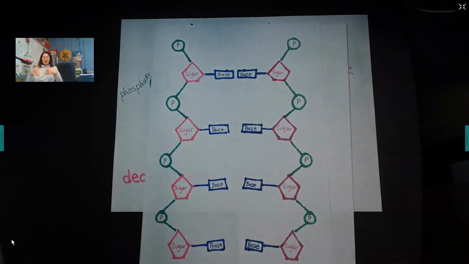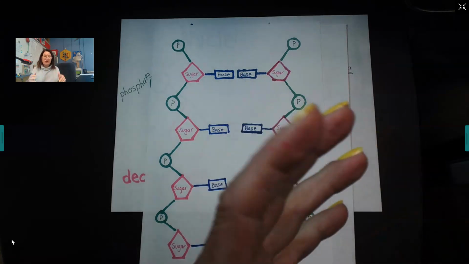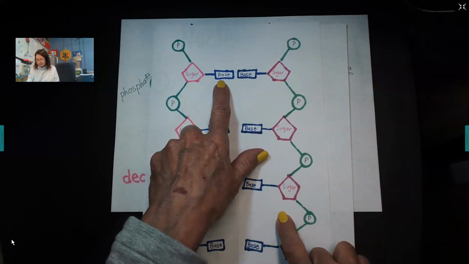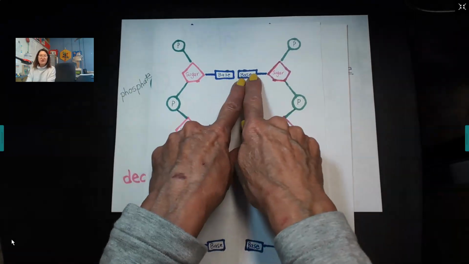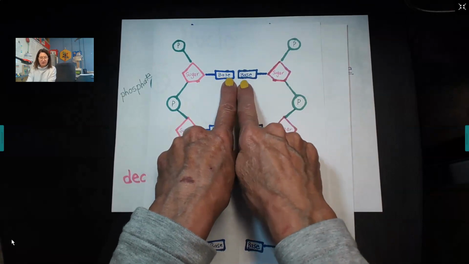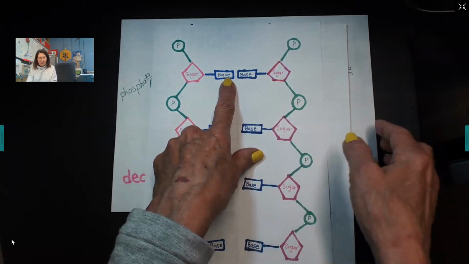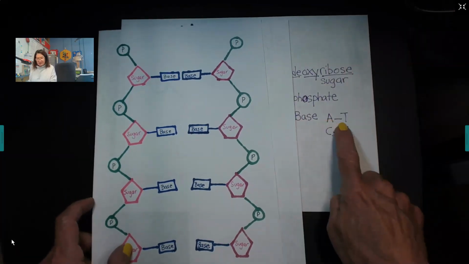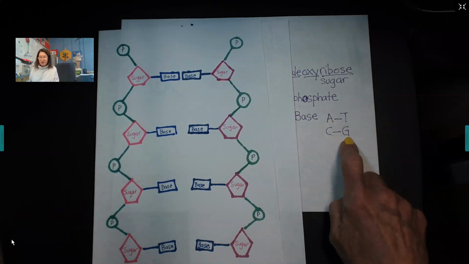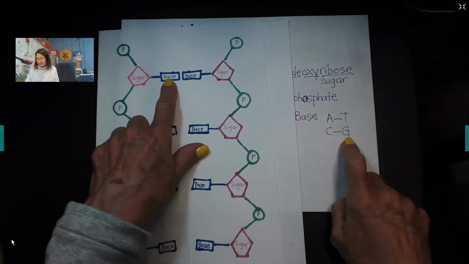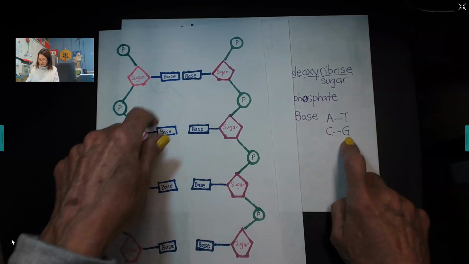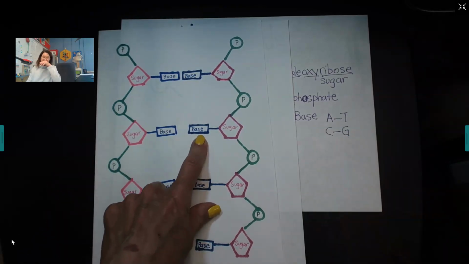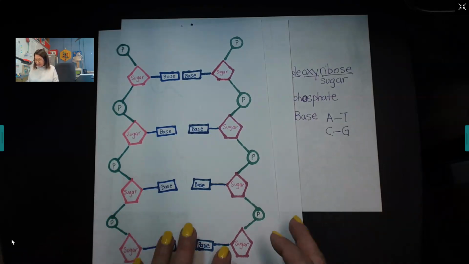So the connecting part, the part where you think, oh, this is a ladder, this is where your feet are going to go, are your bases. What happens is these two bases are going to connect with a bond. Like I said earlier, A goes with T and C goes with G. So if I have this as an A, this is going to be a T. If I have this as a C, this one is always going to be a G. So they're always going to be together.